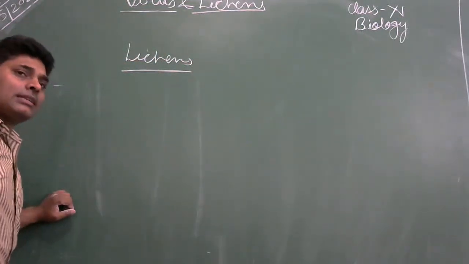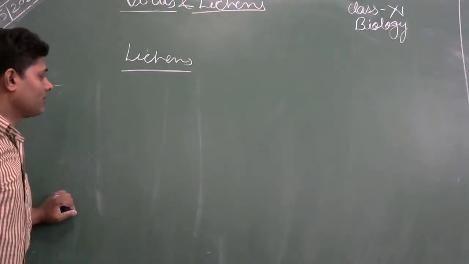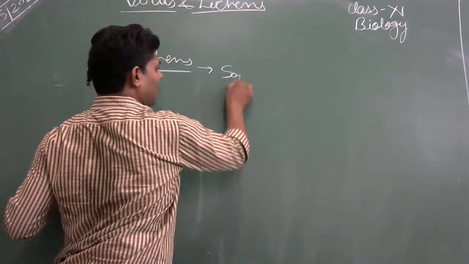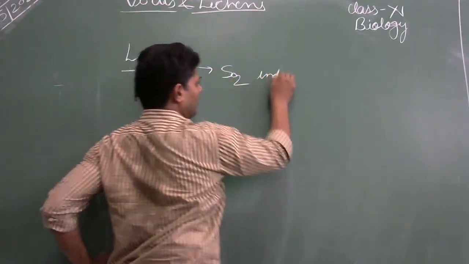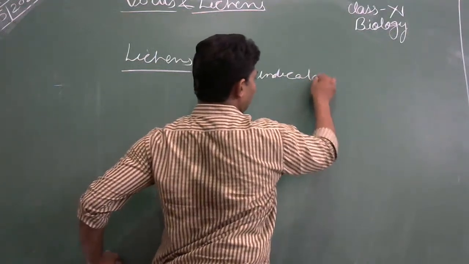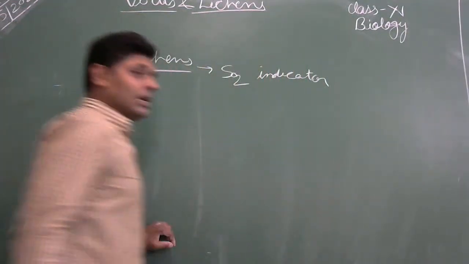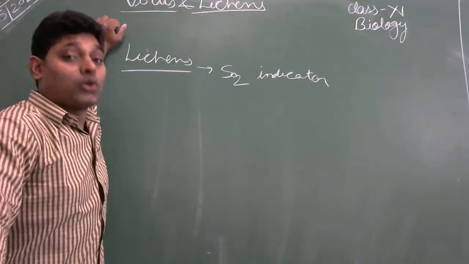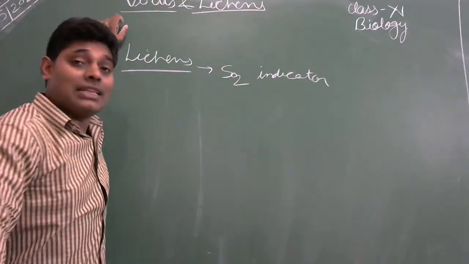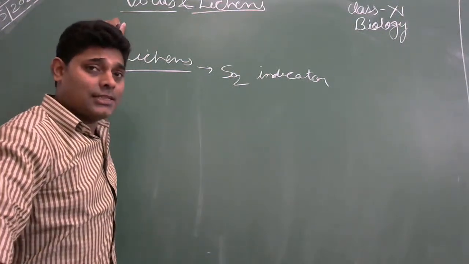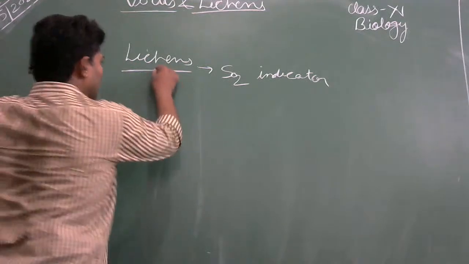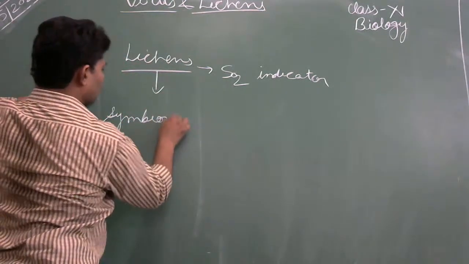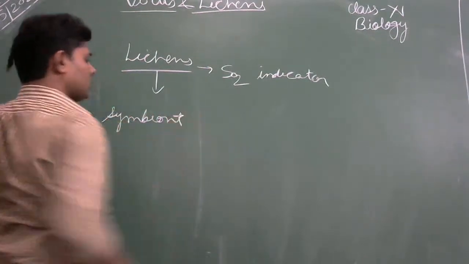Lichens. You have studied lichens in class 9, and they are indicators of sulfur dioxide. It means if sulfur dioxide is present in the air, these lichens will not grow, and this happens in industrial areas. What are lichens? Lichens are symbionts.